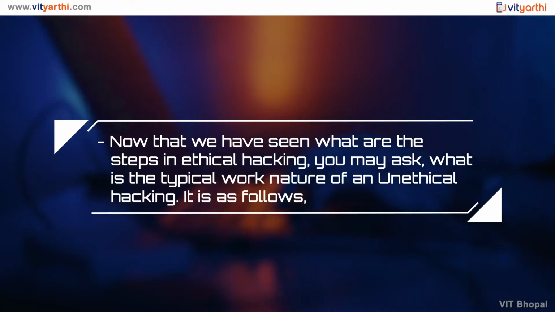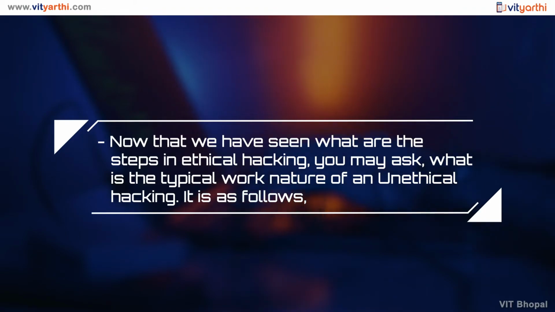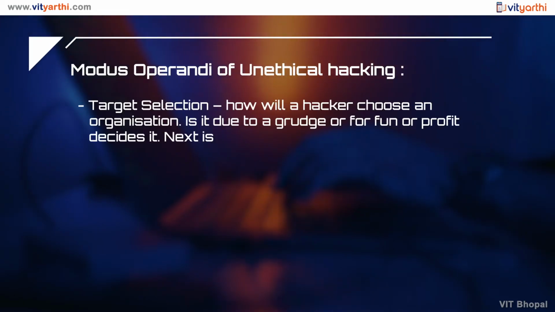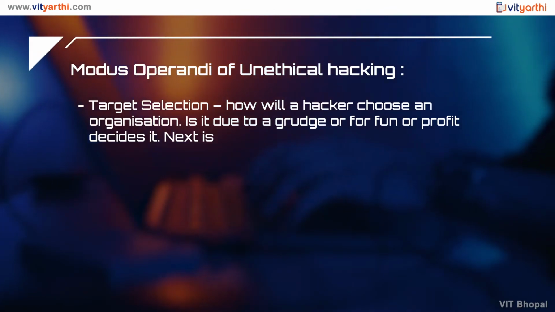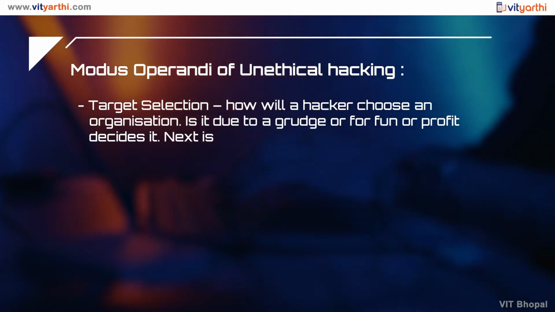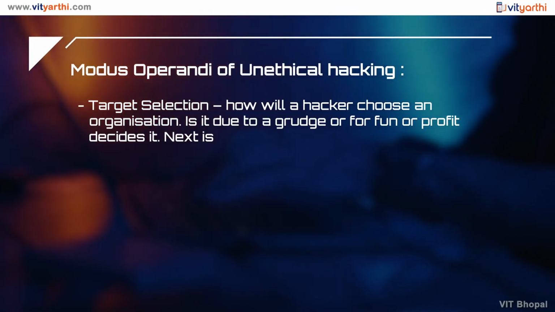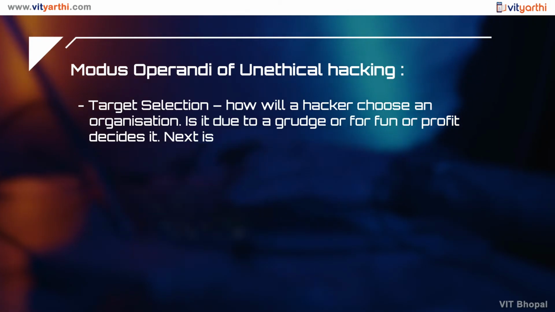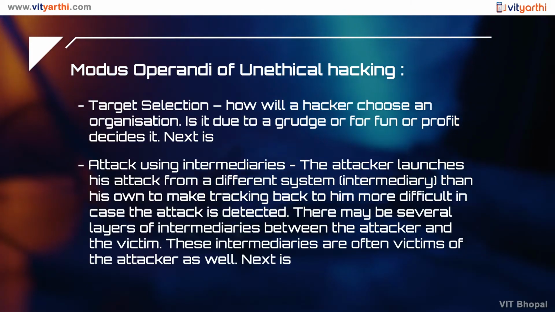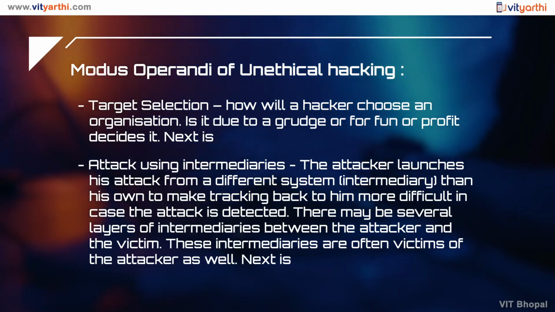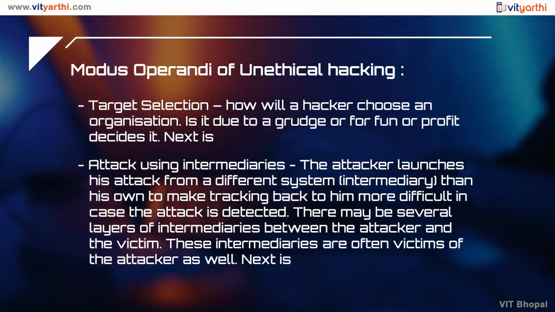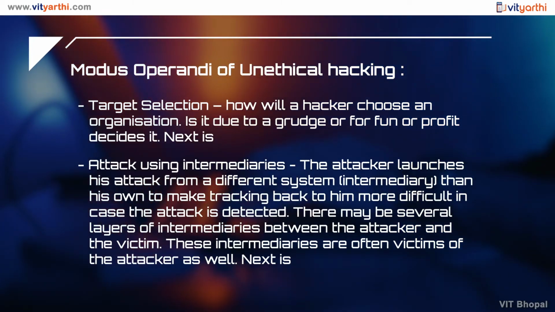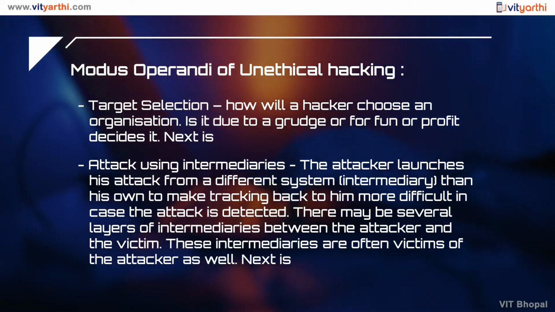Now that we have seen the steps in ethical hacking, you may ask what is the typical work nature of an unethical hacker? We can say the modus operandi of unethical hacking is as follows. The first step is target selection. How will a hacker choose an organization? Is it due to a grudge, or for fun, or profit? These decide it. Next is attack using intermediaries. The attacker launches his attack from a different system than his own to make tracking back to him more difficult in case the attack is detected. There may be several layers of intermediaries between the attacker and the victim. These intermediaries are often victims of the attacker as well.